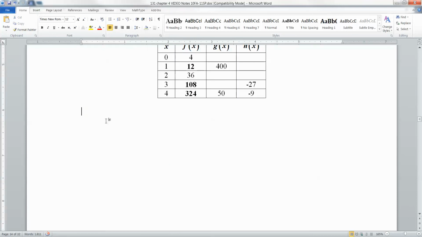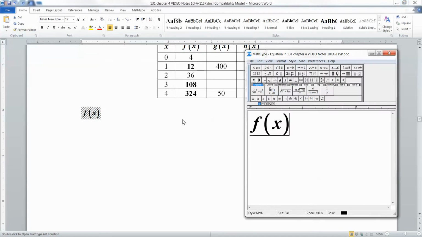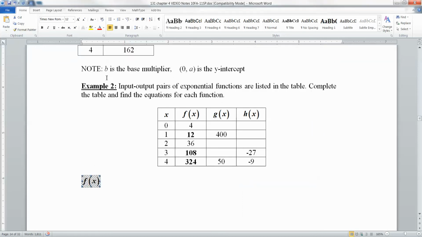All right, so that means that f of x is equal to a, b to the x. That's what I need, so I need numbers for a and b. Now, b is the base multiplier. That's what I wrote right here. B is the base multiplier.